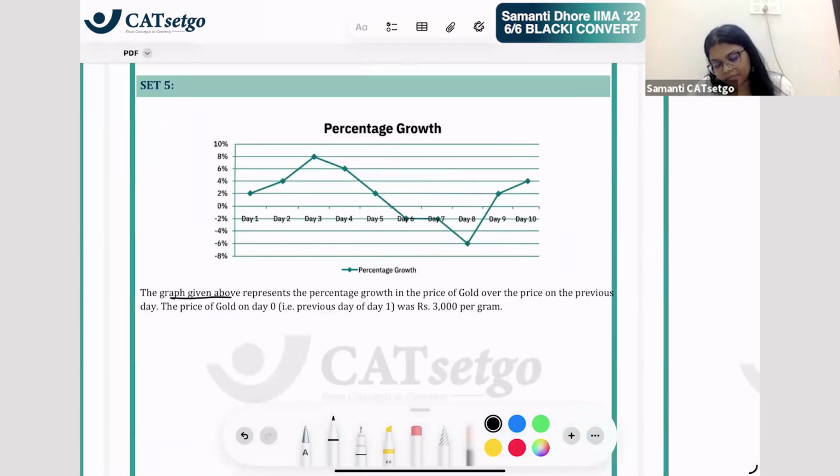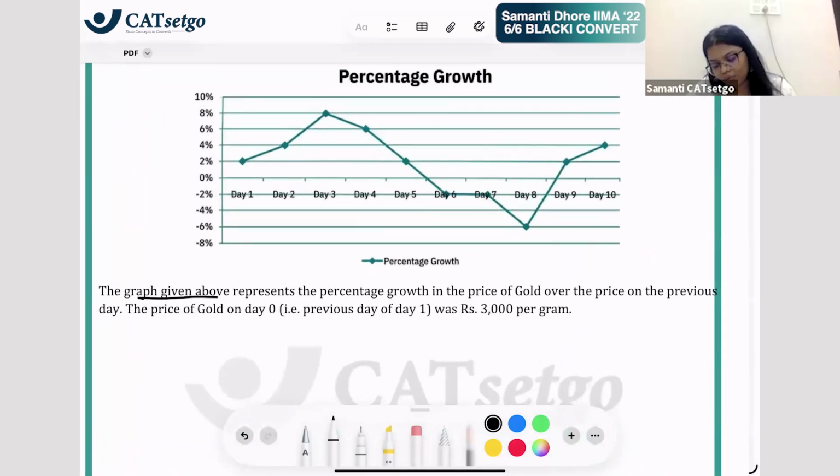The graph given above represents the percentage growth in the price of gold over the previous day. This is basically over the previous day, how much percent has increased. Look at what the data represents. Very, very important. It represents the percentage growth in the price of gold over the price of gold on the previous day. So right now this 4% basically shows कि पिछले day से compared 4% ग्रो किया है. This 8% shows कि day 2 से compared day 3 8% ग्रो किया है.